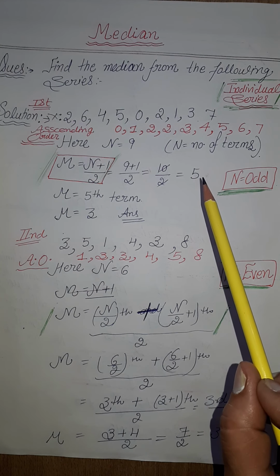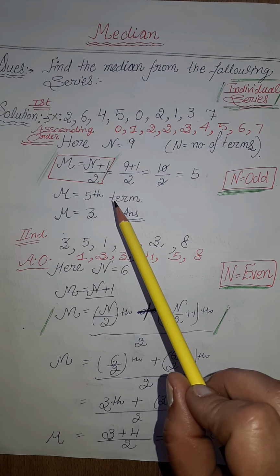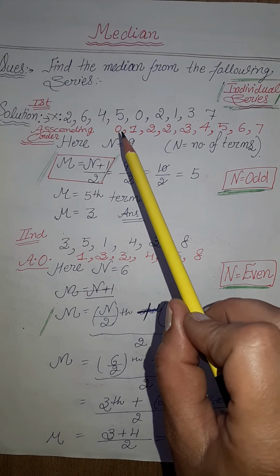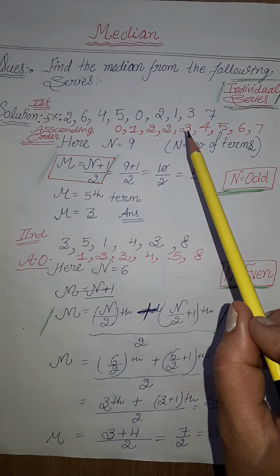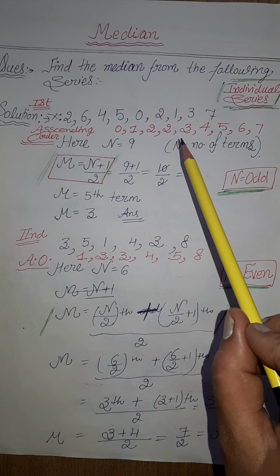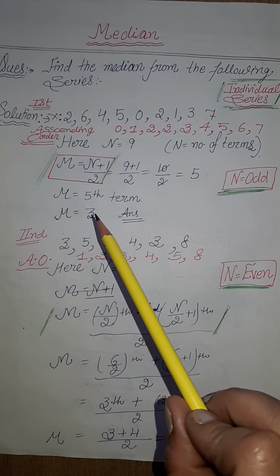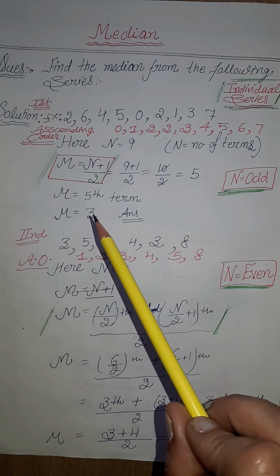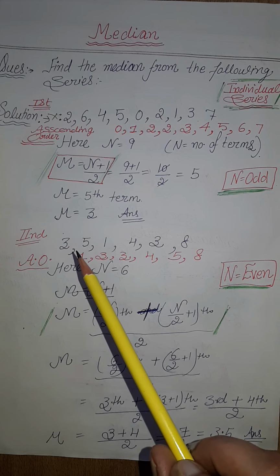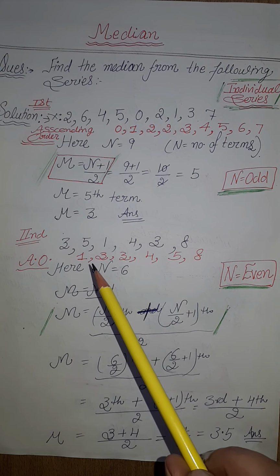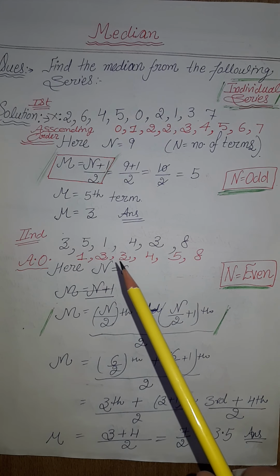But 5 is not our answer. We see the fifth term in our series. Let me check. First, second, third, fourth, fifth place. So we get 3 on our fifth place. So our answer is 3. Median is 3.